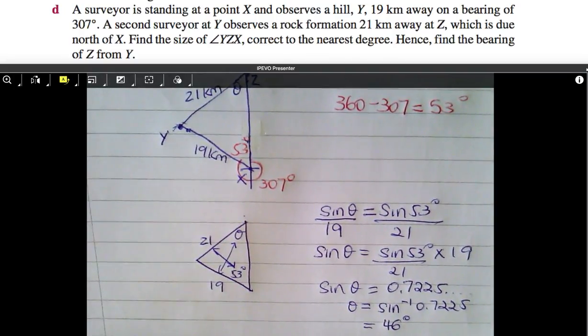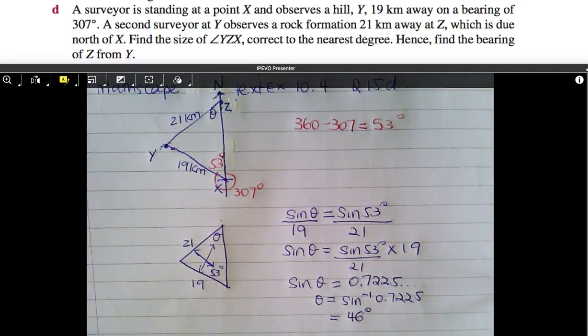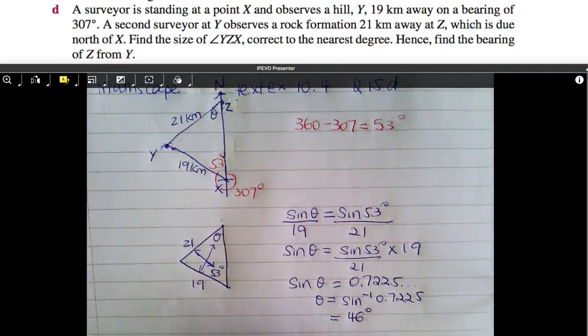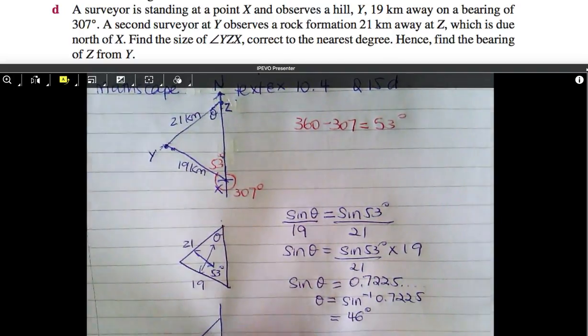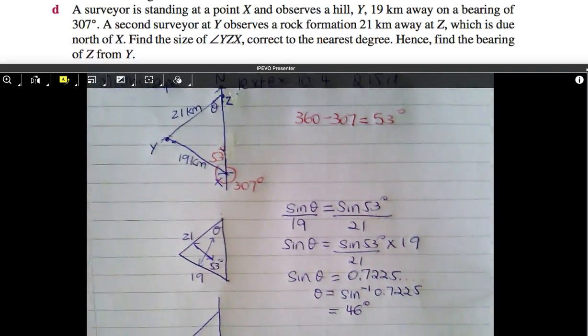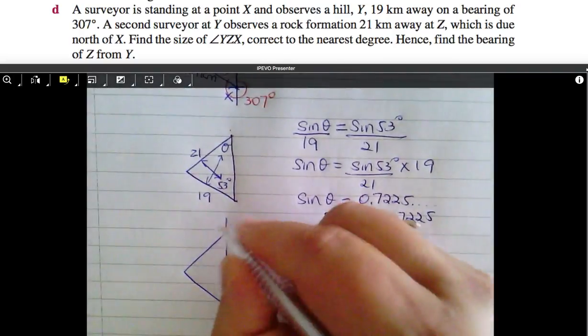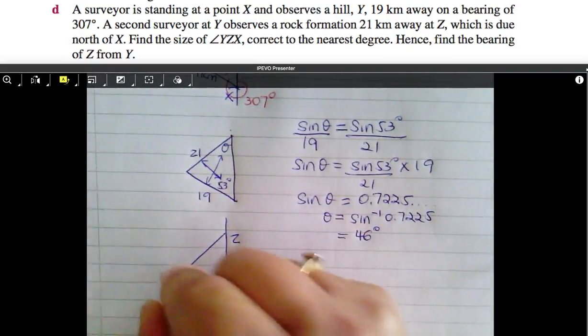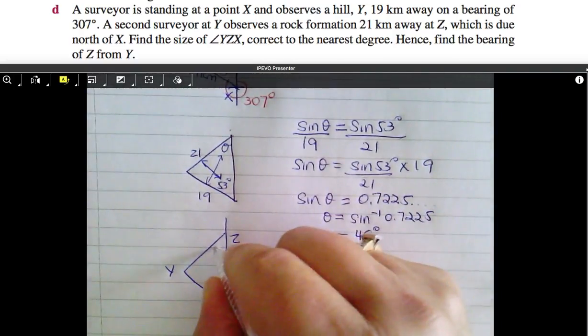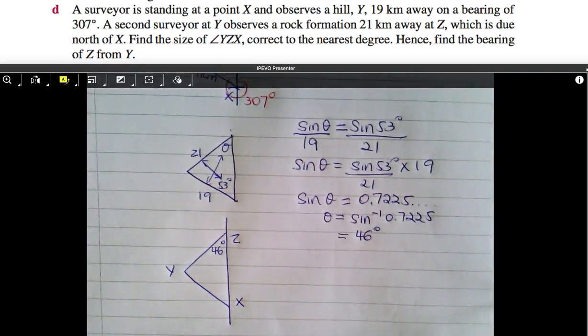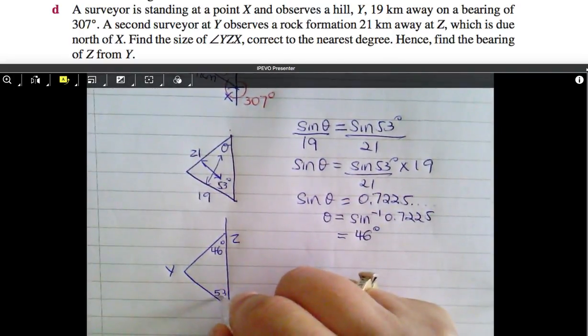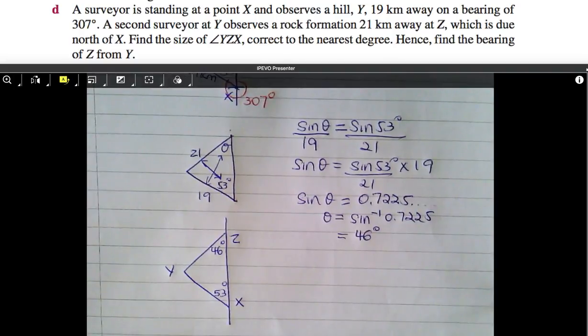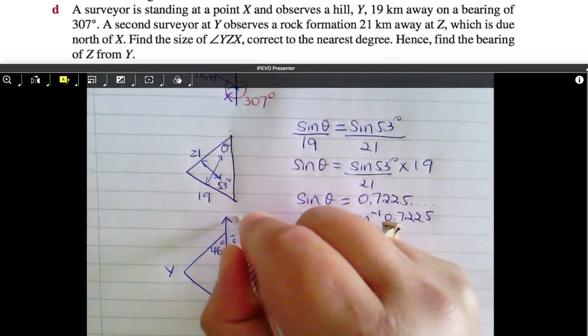Okay, we've got to go back up to the top diagram again. Part of the question, they're asking you to find the bearing of Z from Y. I'm going to draw it all again. So I'm going to draw what I've got here. It looks like this. Now I'm going to move down. I've got Z, I've got X, I've got Y. I know that this angle up here is 46 degrees. I know that this angle down here is 53 degrees. This is what I've got.